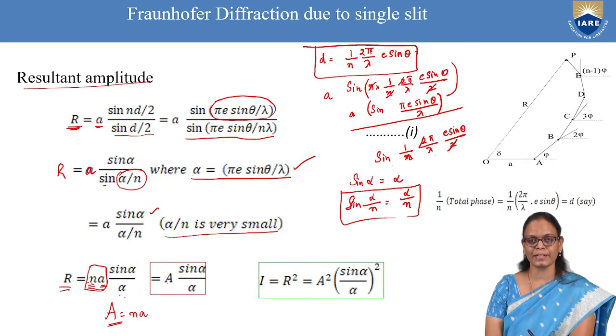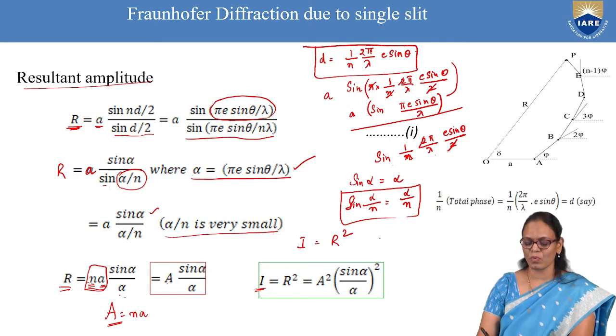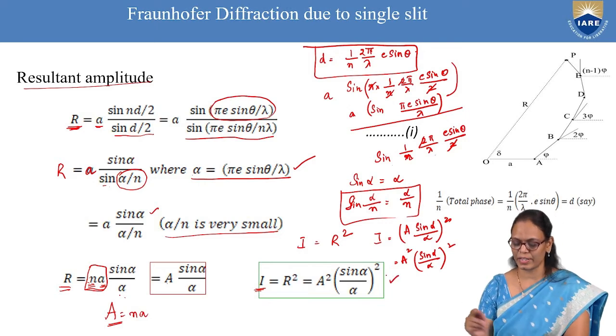So once you get the resultant, we have to find the intensity. Intensity is proportional to the square of the amplitude. So R square. Our R is A sin α by α. So R square will be A into (sin α by α) whole square. So what we are going to write here is I is equal to A square (sin α by α) whole square. So this is the formula for intensity we are getting.